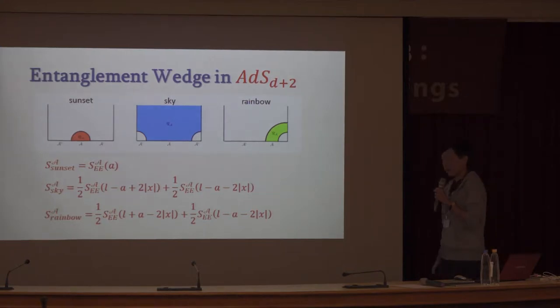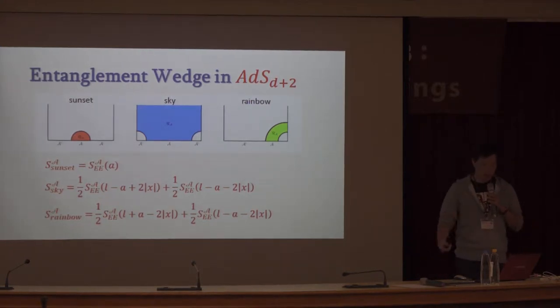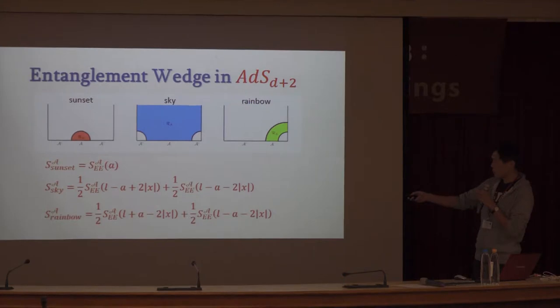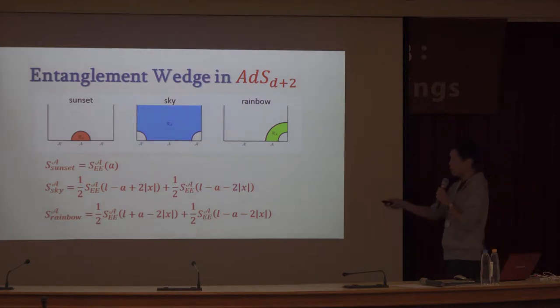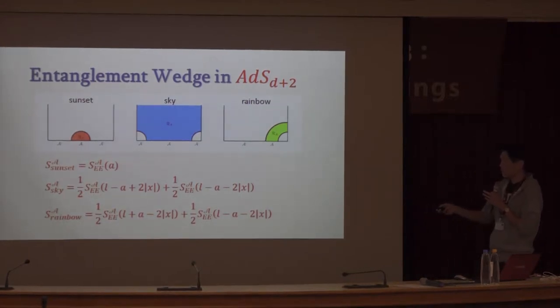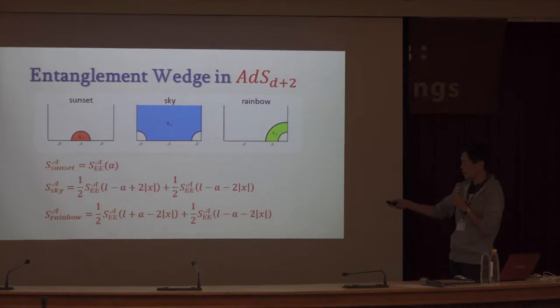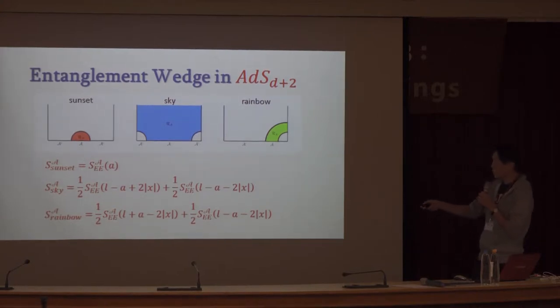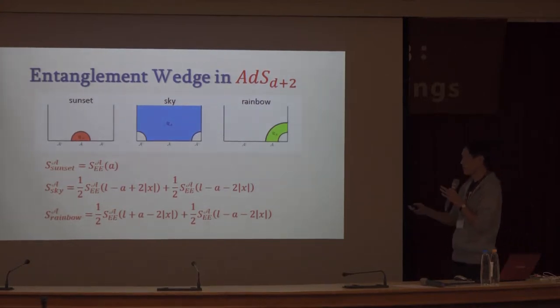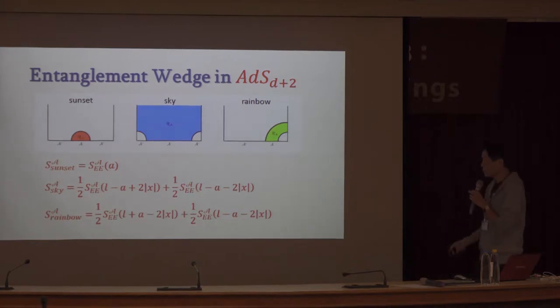Okay, so if we have a boundary, then things are a little bit complicated. That depends on the position of this region and also the size of the region, right? If the size is very small, you can still ignore this boundary effect. That means it's very far away from the boundary, and you can still ignore that. So the minimum surface is just this one, with this entanglement wedge, the red part, just a half circle. So we call that the photon phase.